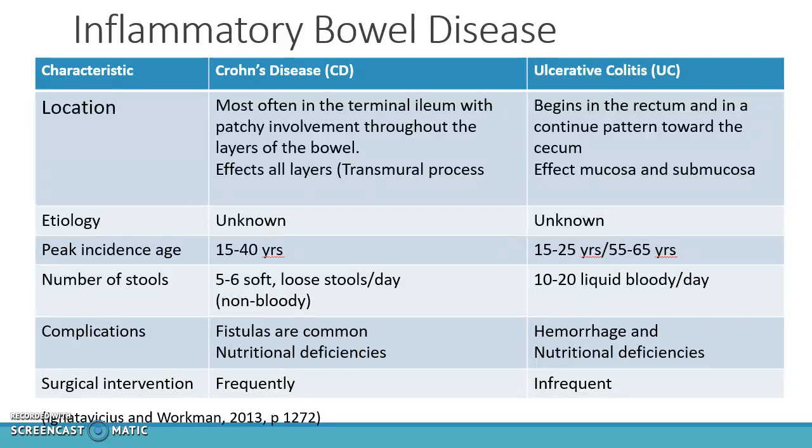And remember how we talked about if there's bright red blood, or you can tell that there's blood in the stools, that would indicate some kind of low bowel bleeding. And complications with Crohn's disease are fistulas and nutritional deficits, and ulcerative colitis is hemorrhage or nutritional deficits. Surgical intervention for Crohn's disease is frequent, and for ulcerative colitis is infrequent.